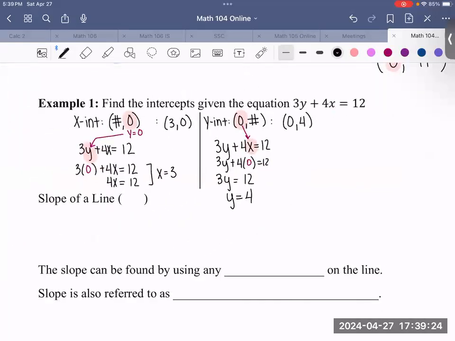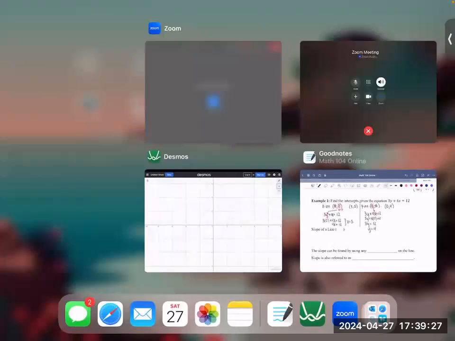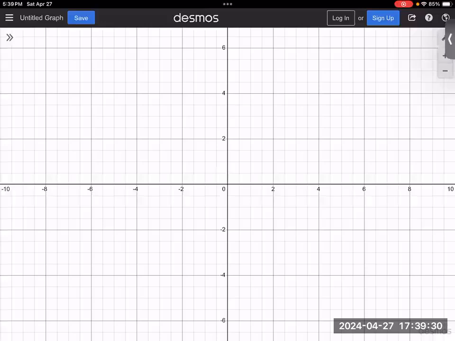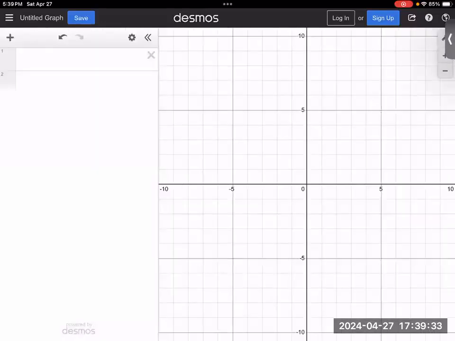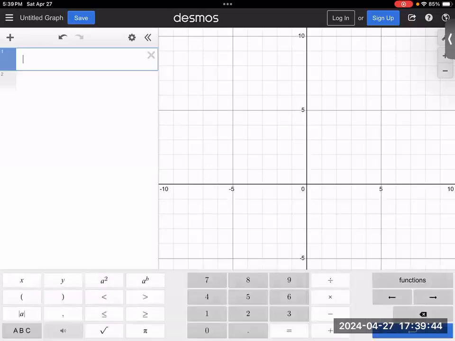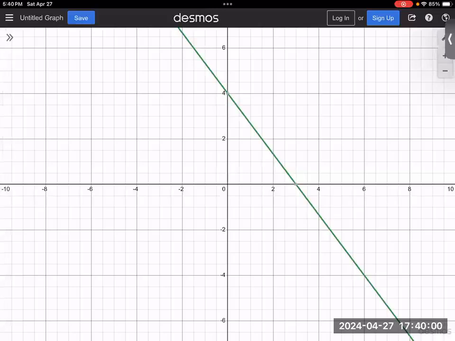Now we can also put this into your graphing calculator just as you see it. This would only go for Desmos. For your TI-83s or 84s, you would have to subtract the 4x to the other side and divide by 3 to get it into the form of y equals. That is not the case for Desmos. With Desmos, we just punch in 3y plus 4x is equal to 12, and it'll pull up with your x and your y intercept.